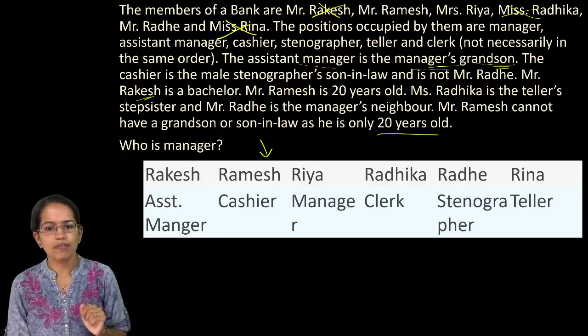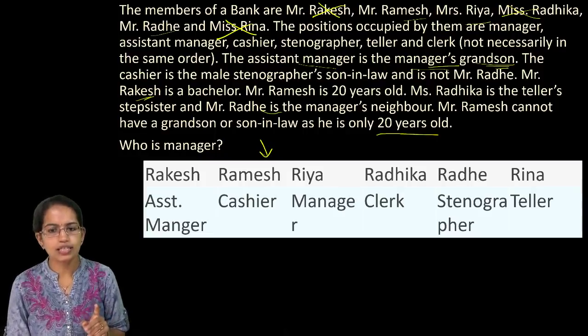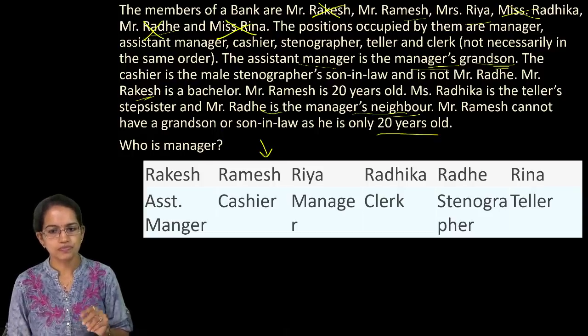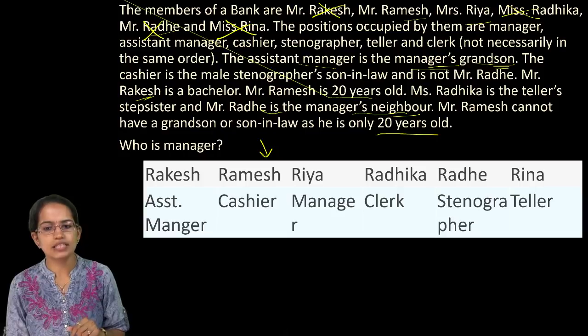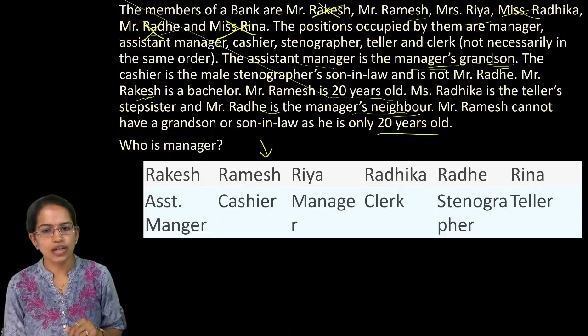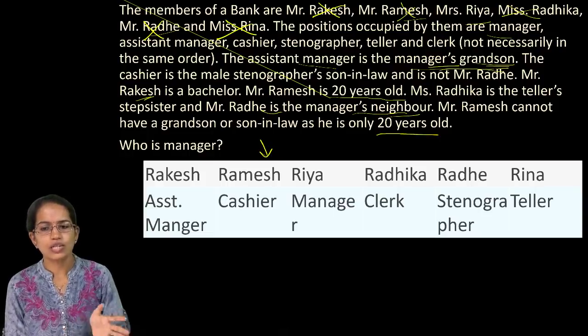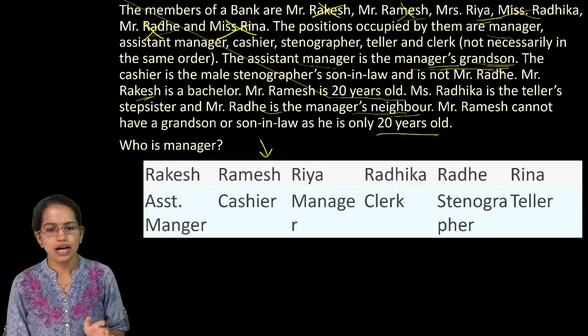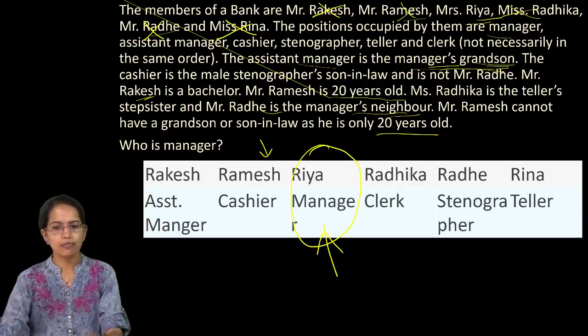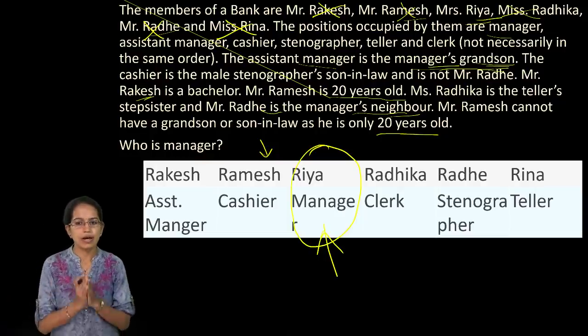Okay, now I am left with three choices: Ramesh, Riya and Radhe. Now Radhe is the neighbor of the manager, so Radhe cannot be the option. Mr. Ramesh is just 20 years old, so he cannot have a grandson. The manager has a grandson. Okay, so I ignore Ramesh as well. So what is left is Miss Riya, and Miss Riya becomes the manager. Once you find this out, you would be able to find out everything else automatically.